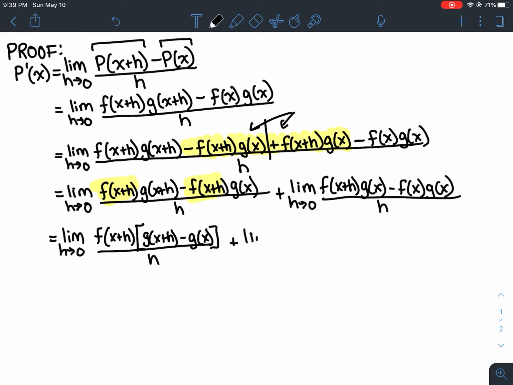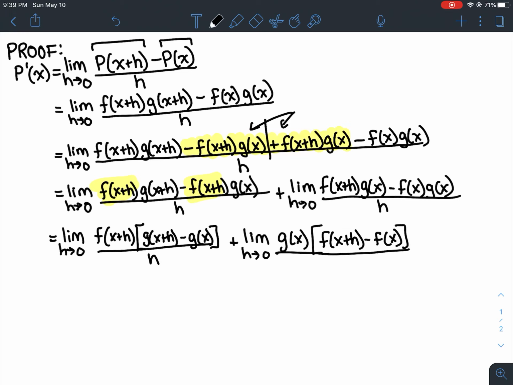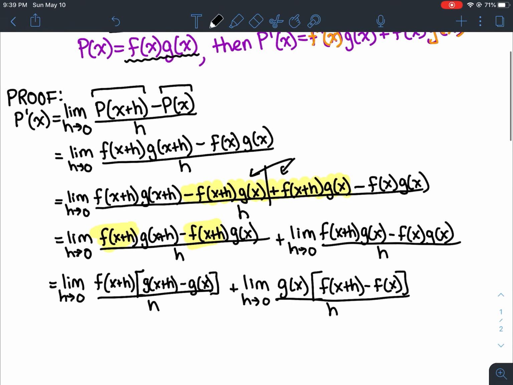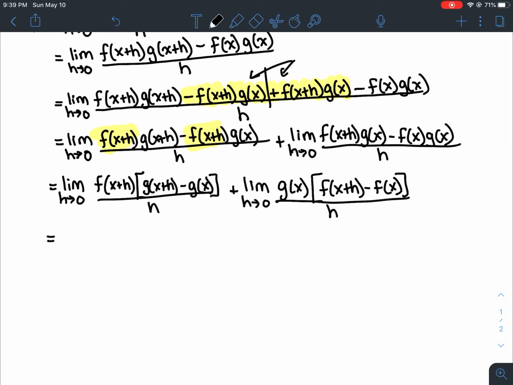And we're going to do the same thing for the other limit. This time, we're going to factor out a g of x. And what we have left is an f of x plus h minus f of x, the whole thing divided by h. I hope you can see that we're getting some kind of first principles thing going on here and here. Okay, so next step, we're going to pull out our common factors.